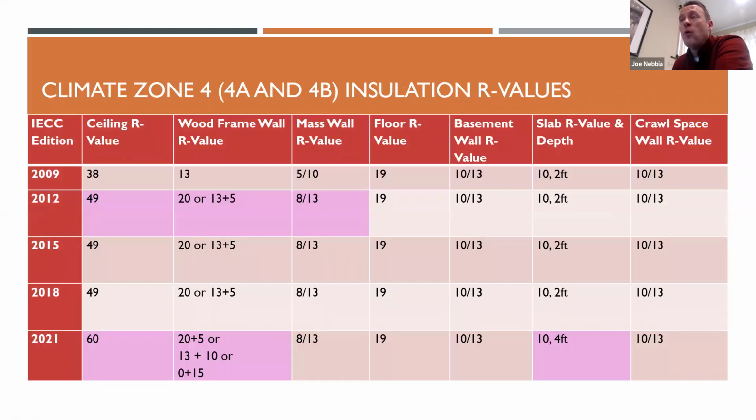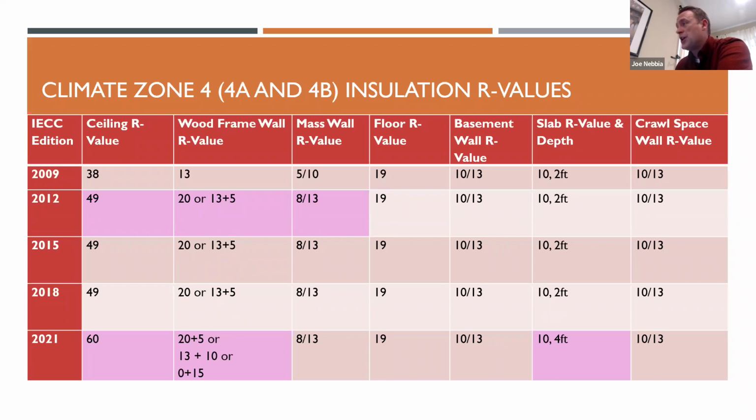For climate zone 4, 4A and 4B, this is not marine, so humid or dry, there have also been a number of stringency changes. We haven't seen anything since 2012, but now in 2021, there are a number of jumps in stringency. For ceiling R-value, the target is now R60 in the code. And that, I'm sure, is catching a lot of your attention. That's much more insulation than you're used to doing if you're building in climate zone 4.